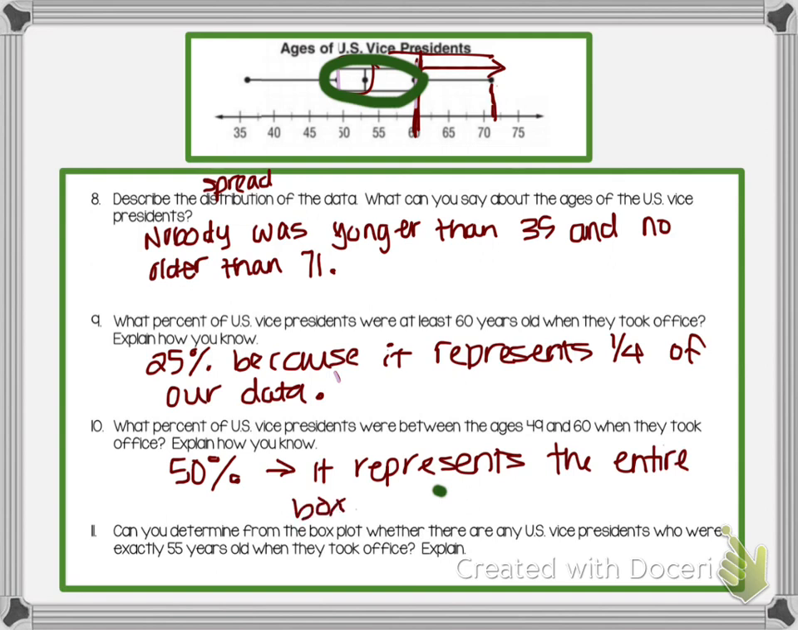Okay. Number 11. You can answer or try on your own. Don't forget to take a picture of this and submit.